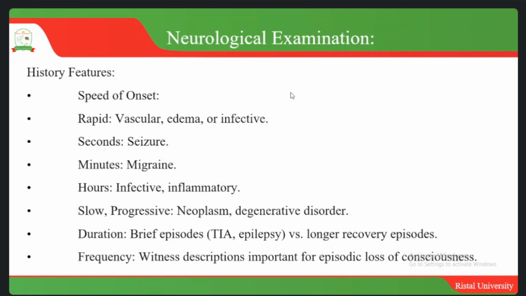Then also maybe within seconds, the patient may tell you I have some seizures, and seizures is just like a convulsion that the patient may express. And then also there is migraine. Migraine is like headache, and when a patient has headache, that is also related to the nervous system. And then infective, maybe infection, and then also inflammatory kind of factors.